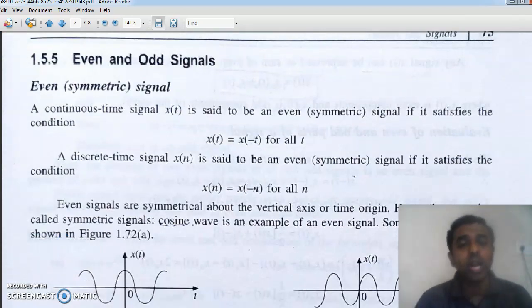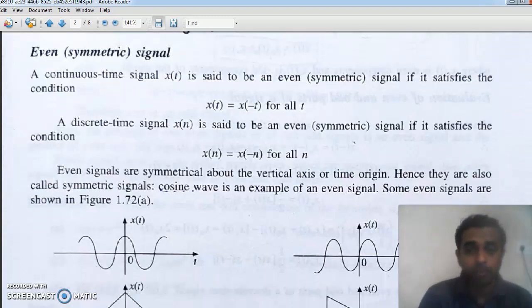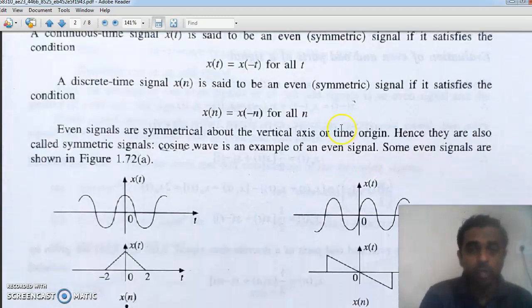An even signal is called a symmetric signal, and an odd signal is called an anti-symmetric signal. Why is it called that? Let me show. So x of t is said to be even if it is equal to x of minus t for all values of t. X of t is equal to x of minus t for all values of t.